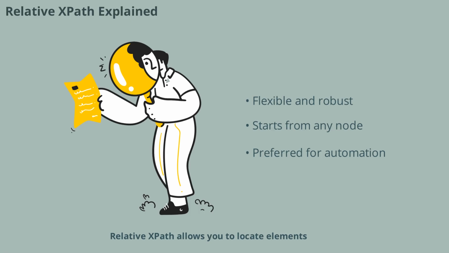Relative XPath allows you to locate elements starting from anywhere in the HTML document, not just the root. This makes it more flexible and robust, especially when dealing with dynamic web pages. For example, //input[@id='username'] is a relative XPath that finds an input element with a specific ID. Relative XPaths are less likely to break with minor UI changes, making them the preferred choice for most automation tasks.